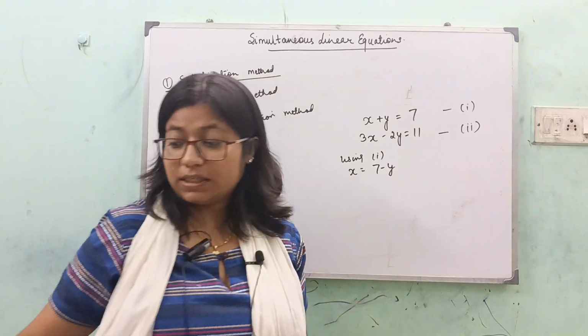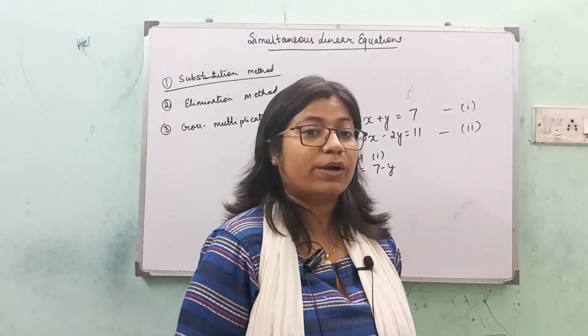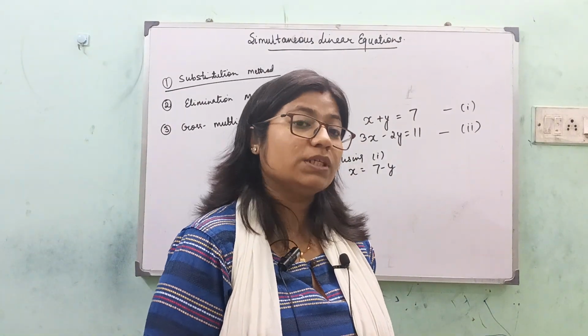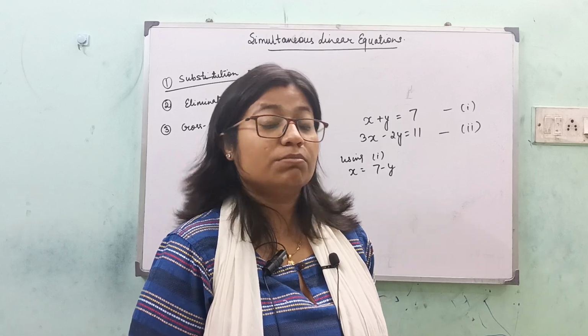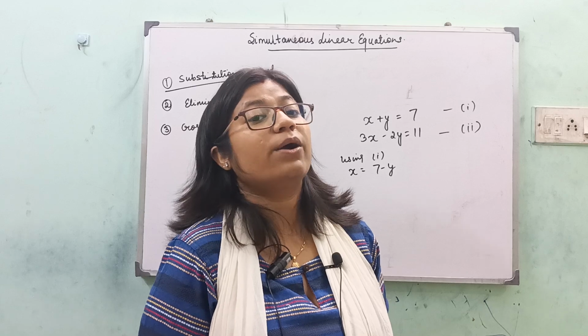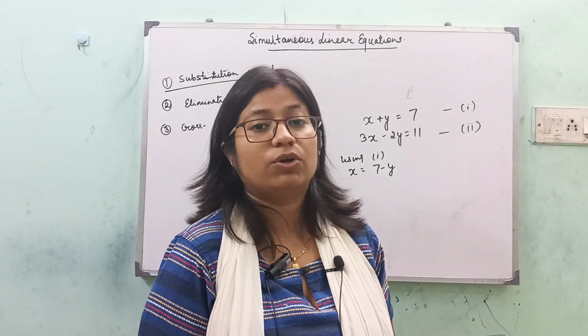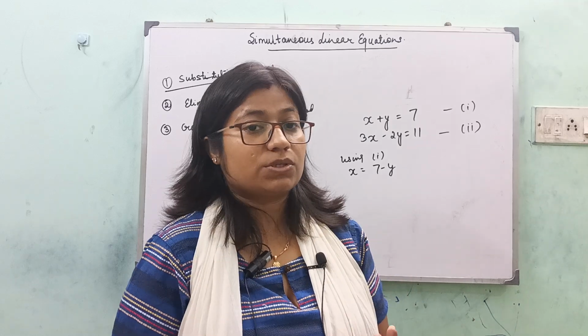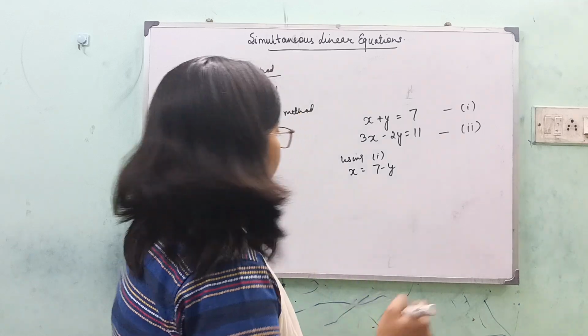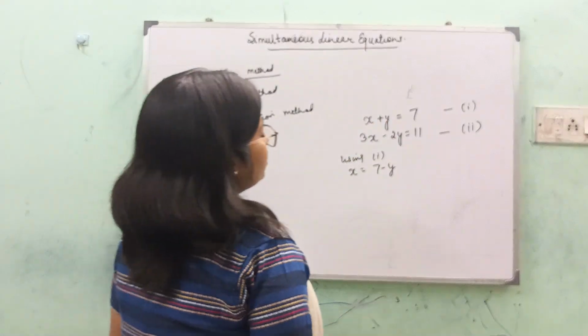Hard work is equal to smart work as well. So if you are using hard work, please remember to put some amount of smart work also. Both are equally important. Only doing hard work will not do, or only doing smart work will not do. Both have to play equally in your papers, or when you learn maths. So x is equal to 7 minus y.